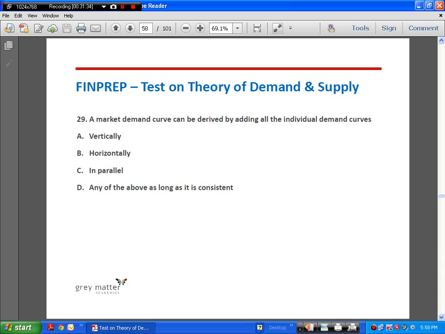At a particular price, consumer A might demand a certain quantity of a good, consumer B might demand a certain quantity of a good, and consumer C might demand a certain quantity of that particular good. Now, to know the market demand, at that particular price, we shall add each quantity demanded by these three individuals. So, it is definitely a horizontal summation. The diagram also shows that it would be a horizontal summation of individual demand curves. Therefore, the right answer is option B, horizontally.